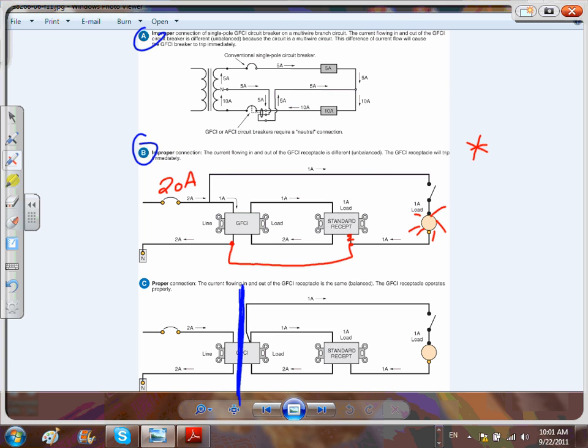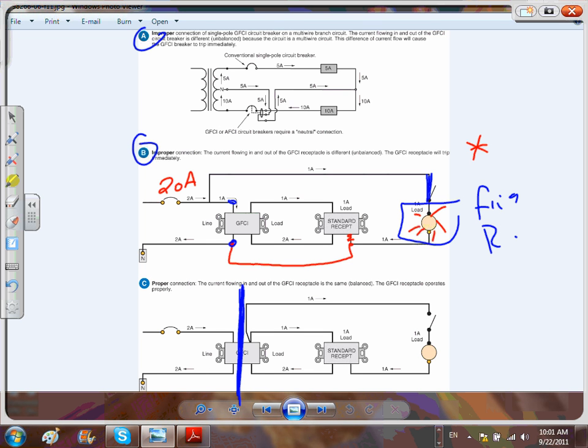Where would that be a good idea? If you're doing a kitchen and feeding the fridge receptacle, that's exactly how we do a fridge receptacle, of course with no switch here. You come from the line side and feed the fridge receptacle, but from the load side, you continue feeding other things.